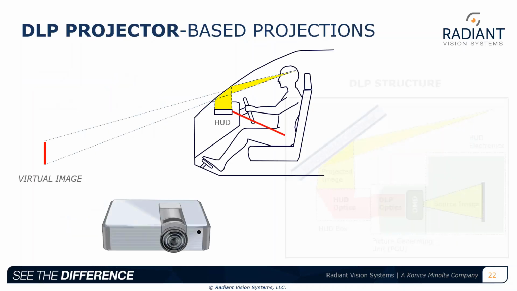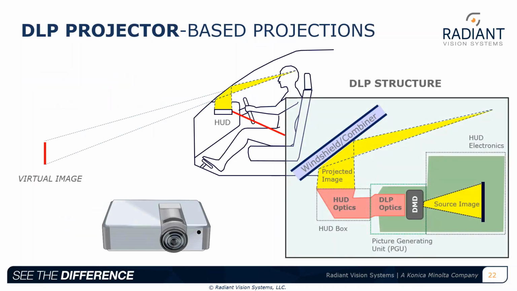And then finally, we look at DLP projector-based technology. So with DLP projector-based technology, we're looking at the electronics processing unit pushing information to the DMD, which projects the image onto a stationary image plane called the diffuser screen. The HUD optics then magnify the image to project it onto the windshield, where the information is reflected and presented within the driver's eye box.